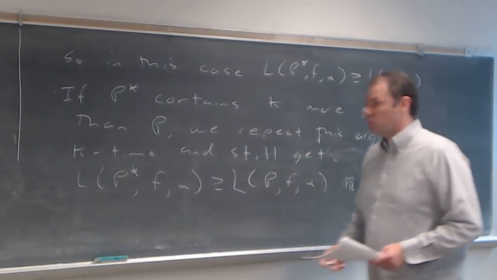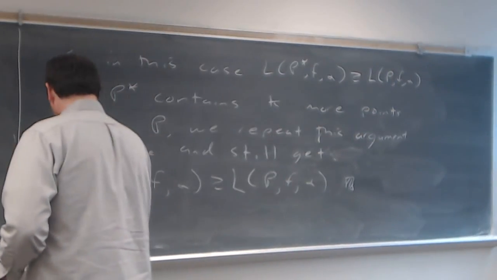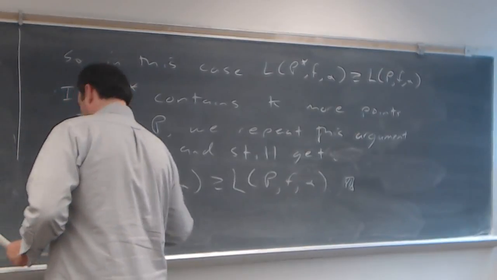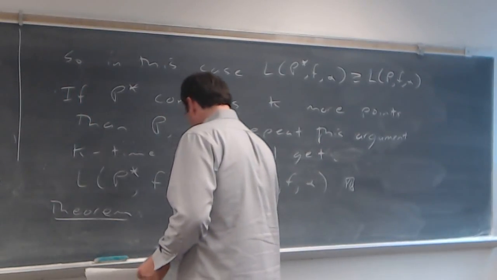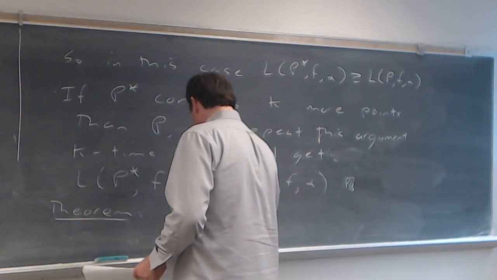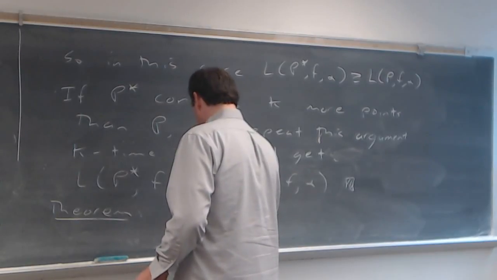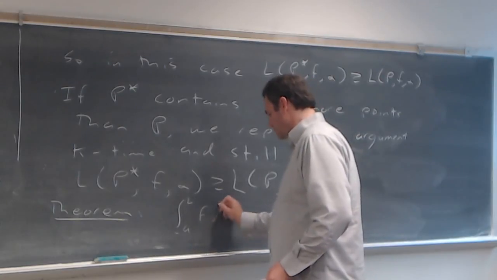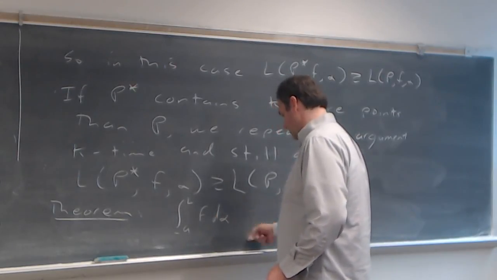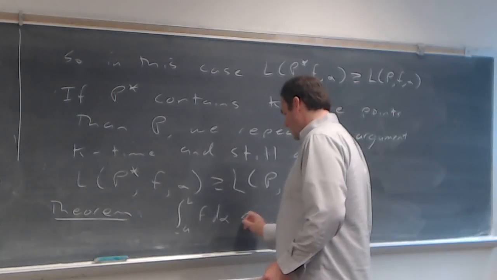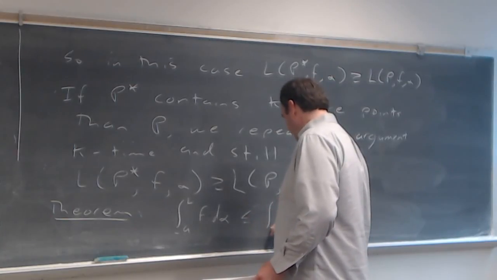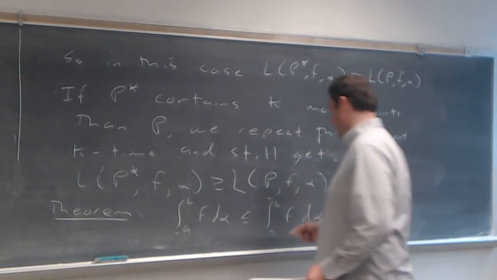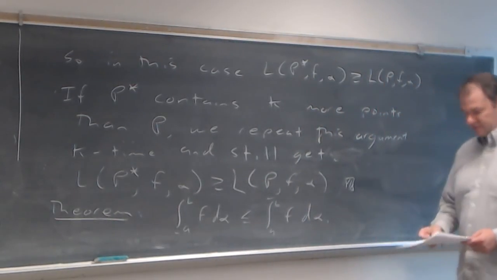Okay, I want to move on to a theorem. Here's what it says. It says that the lower Riemann-Stieltjes integral, which is going to exist, is going to be less than or equal to the upper Riemann-Stieltjes integral, which is also going to exist for bounded F and increasing alpha.